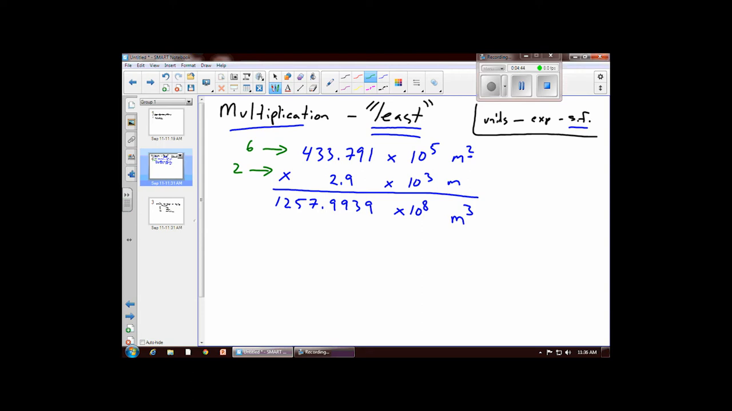So here's what we do. We go down to our bottom number here, our answer, and we count over 2 spaces, 1, 2, and we draw our line of death. Our line of death means that everything to this side of the line, bye-bye. They're all gone.